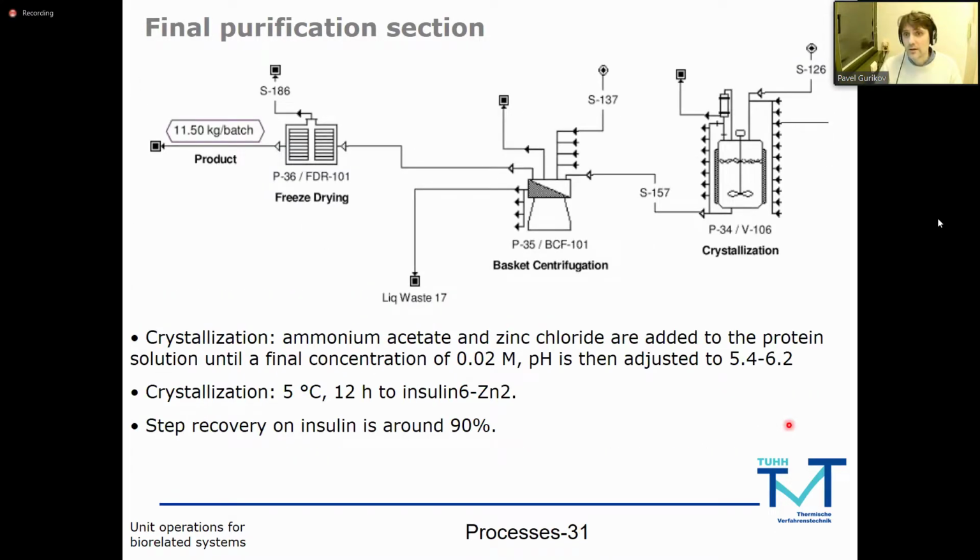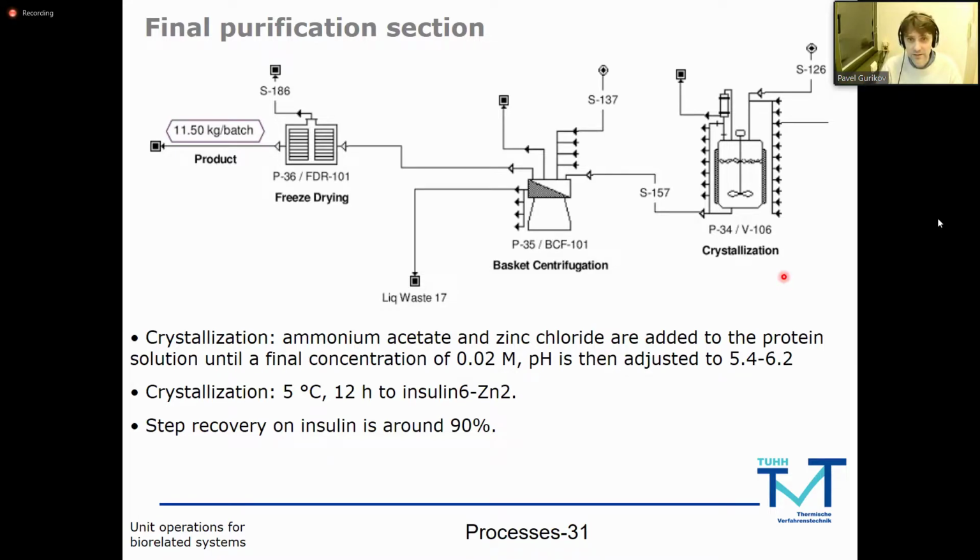And finally, we are lucky that insulin forms crystals when we add zinc-containing compounds. In this particular scheme, we use zinc chloride and ammonium acetate as a pH buffering system. So we have basically an industrial crystallizer, and we have literally crystals of zinc complex of insulin. So then we have to mechanically separate this.